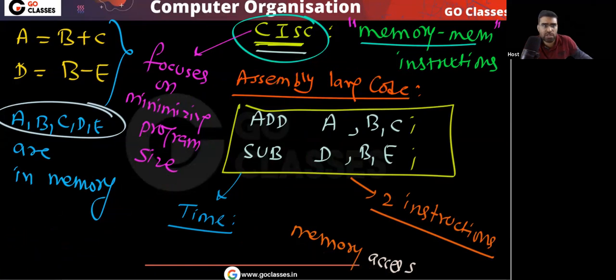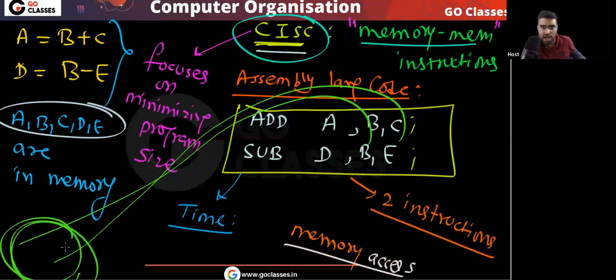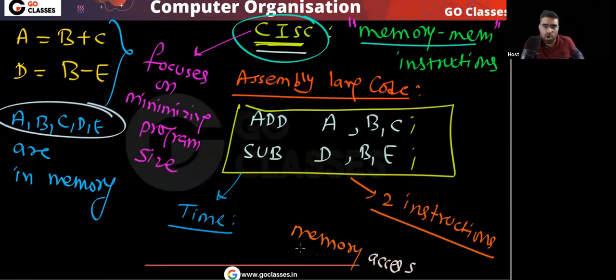Now what about the next instruction? In the next instruction, you will access B, then you will access E, 2 memory accesses. Then the ALU will do the subtraction. After subtraction, the result will be stored in location D. So there are 3 memory accesses. Overall, a total of 6 memory accesses are there.